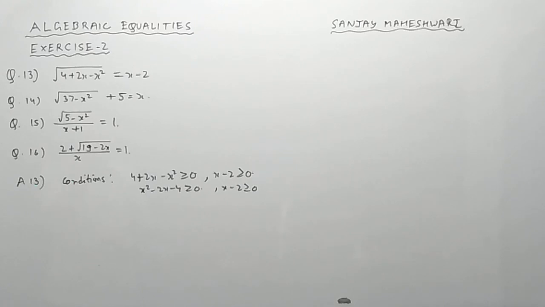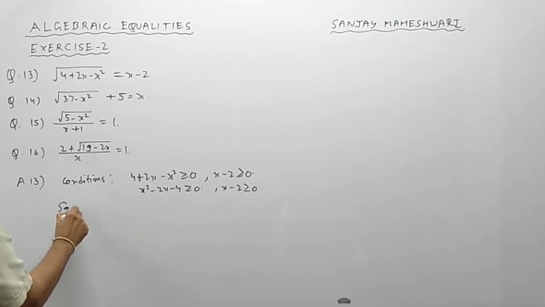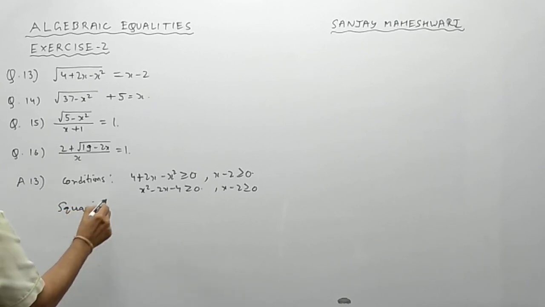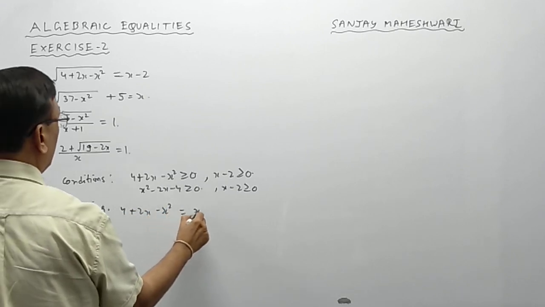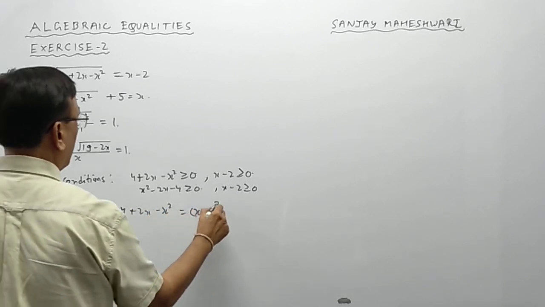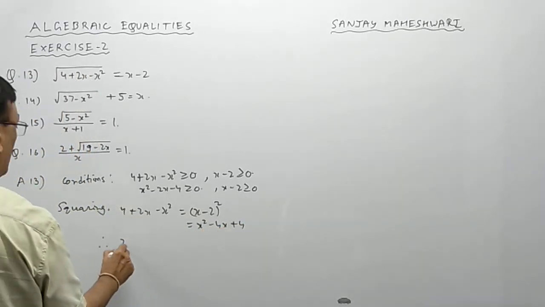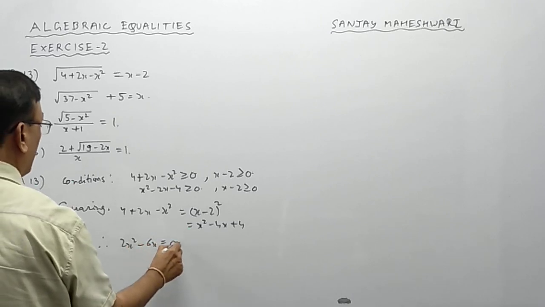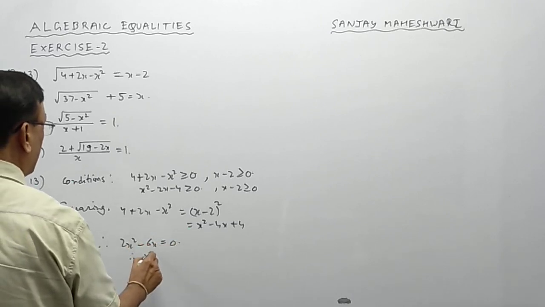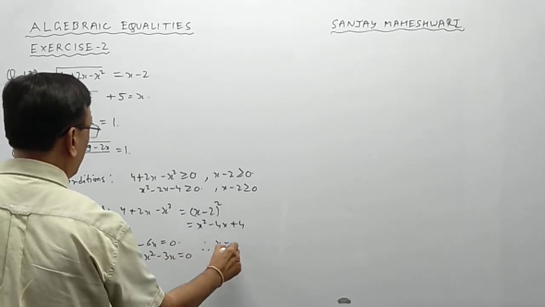So let us start by squaring both sides. Squaring both sides, we get 4 plus 2x minus x square is equal to x minus 2 whole square. That is equal to x square minus 4x plus 4. Therefore 2x square minus 6x equal to 0. Therefore x square minus 3x equal to 0. Therefore x equal to 0 and 3.